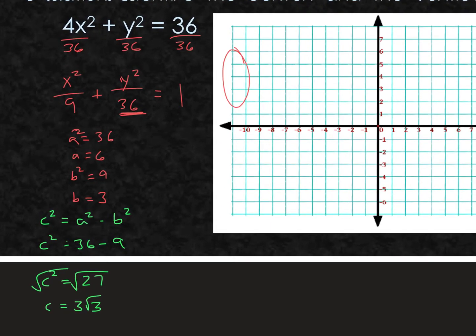What would our center be? Remember, our center is (h, k), but here we don't have anything being added or subtracted to x and y. So what would our center be? Would it be the origin? The origin, (0, 0). So let's put a point at (0, 0).